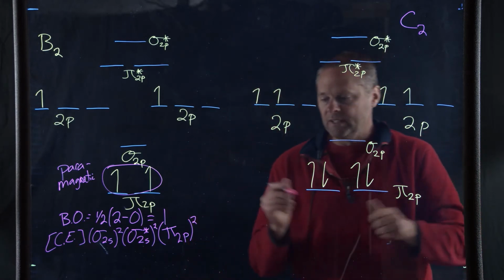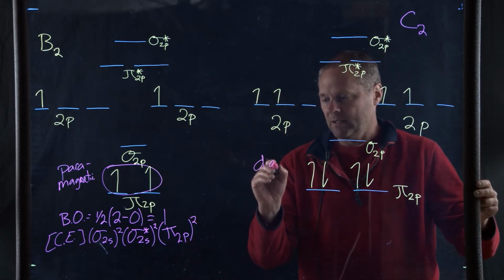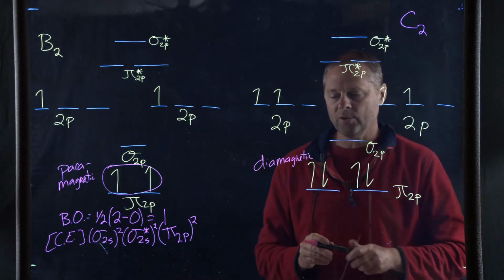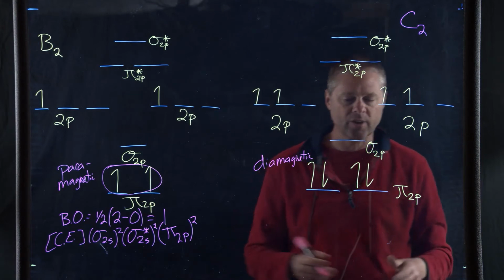Now this we can see is going to be diamagnetic, meaning it's not going to be attracted to a magnet. It's not attracted to a magnet.